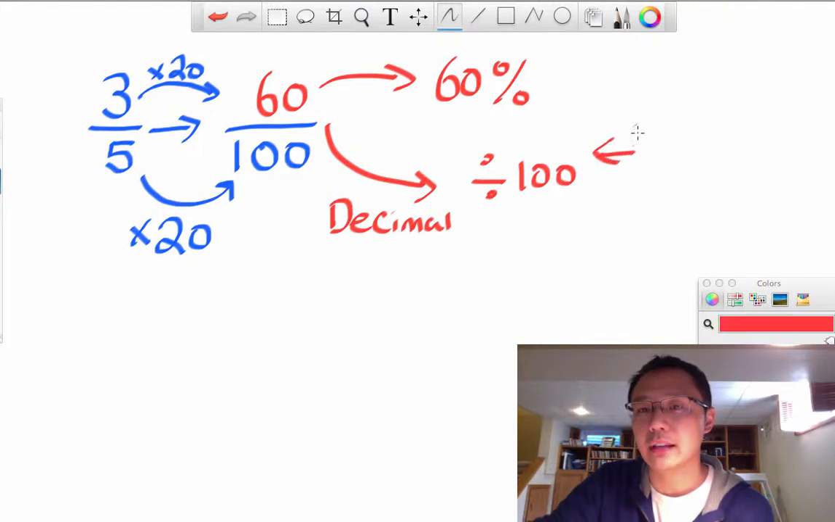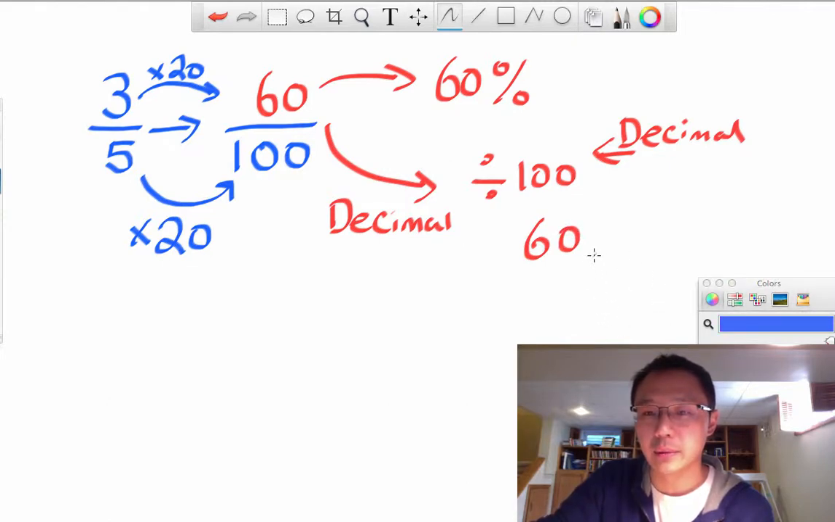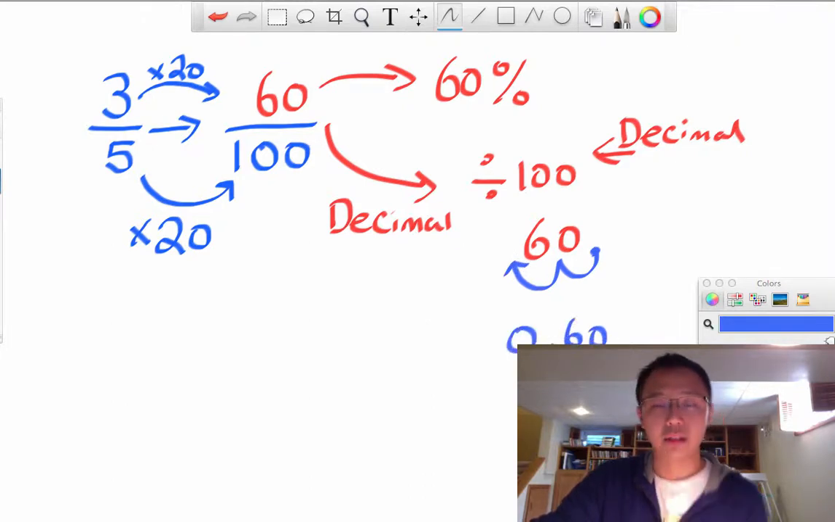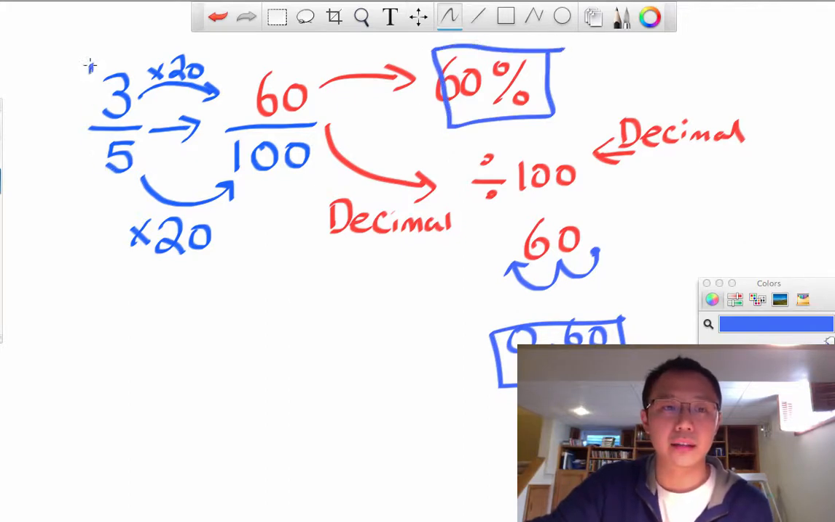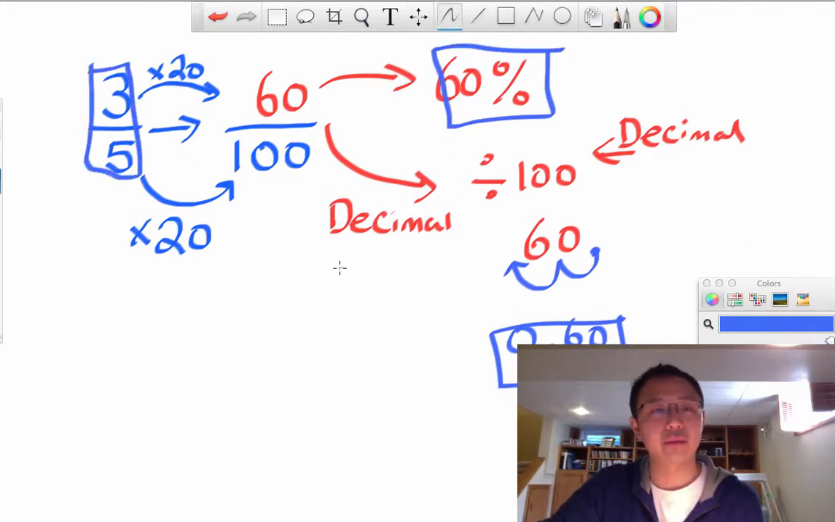So you're moving the decimal 2 places to the left. Instead of having 60 that looks like this, it's getting a little bit messy. Here's your decimal. You're going to move this once, twice, gives you 0.60. So this is your decimal. Here's your percentage. And here's the fraction that we started off with.